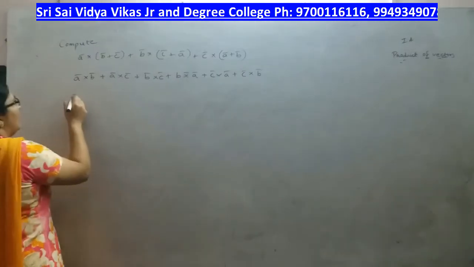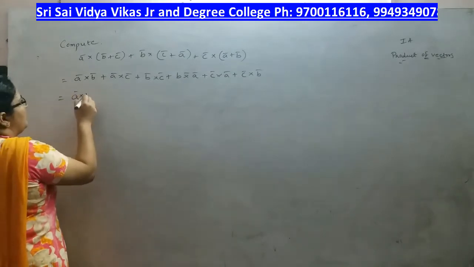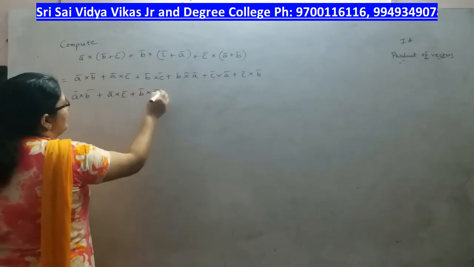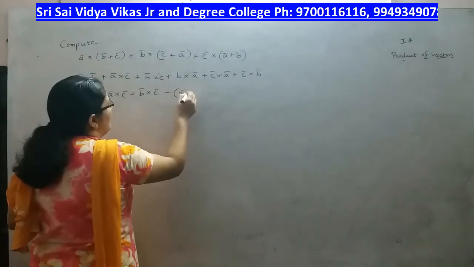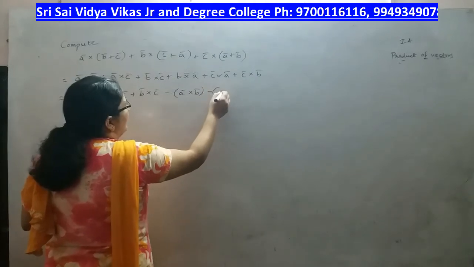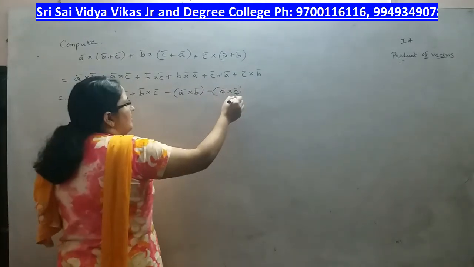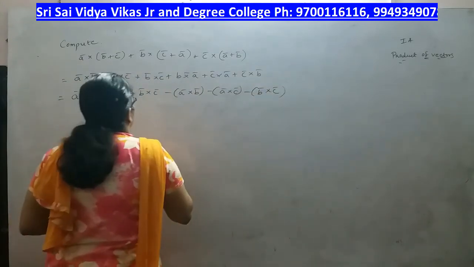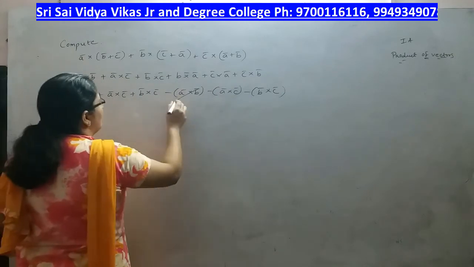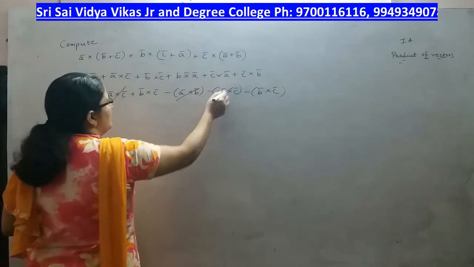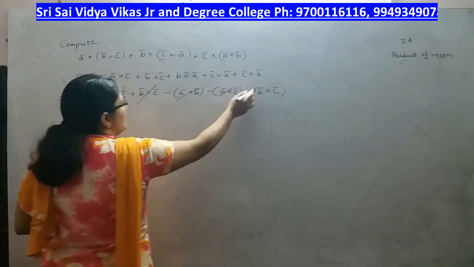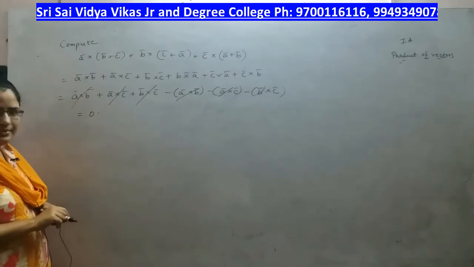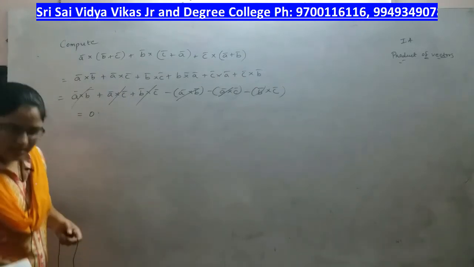Here you have, that is equal to A bar cross B bar plus A bar cross C bar plus B bar cross C bar minus A bar cross B bar minus A bar cross C bar minus B bar cross C bar. So plus A bar cross B bar minus A bar cross B bar plus A bar cross C bar minus A bar cross C bar plus B bar cross C bar minus B bar cross C bar cancel. The answer is 0. Okay, let us discuss the next problem.